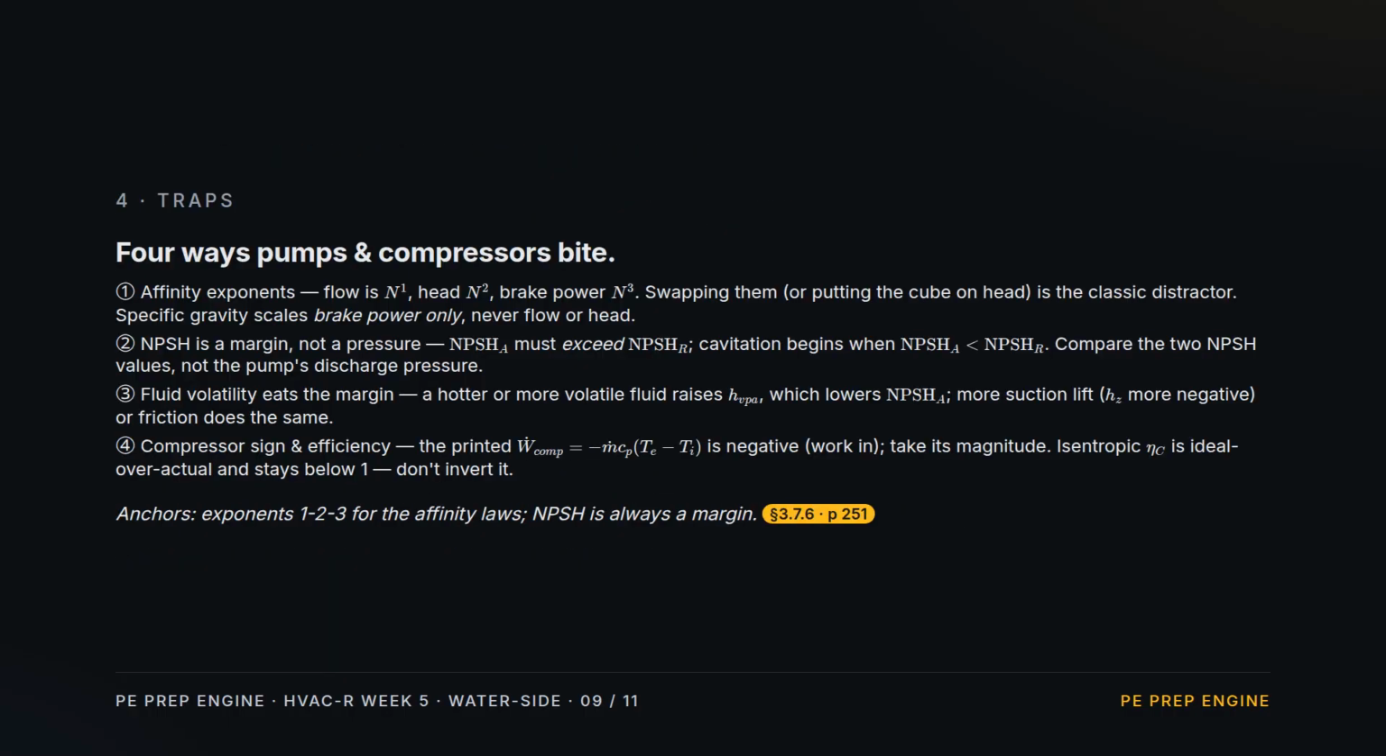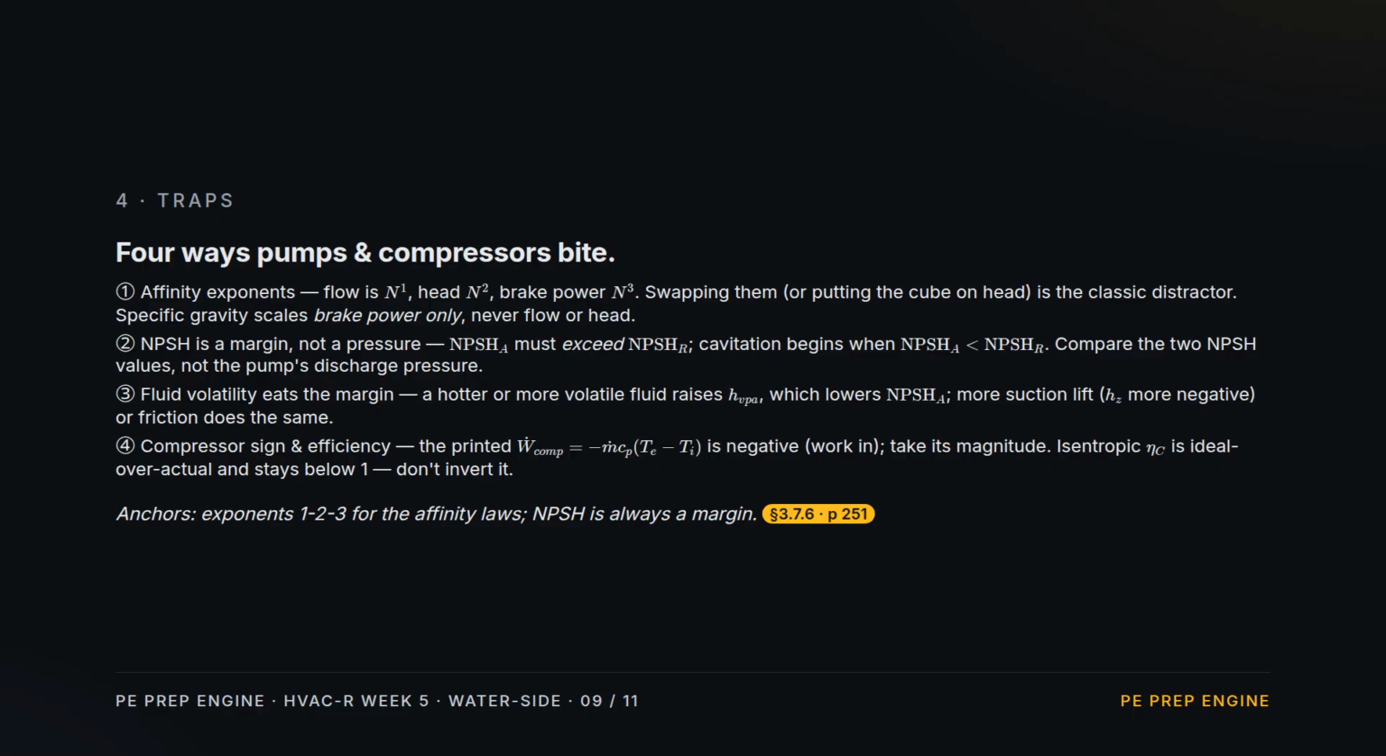Traps. 1. The affinity exponents, flow first power, head square, power cube. Swapping them is the classic miss, and specific gravity scales power only. 2. Net positive suction head is a margin. Available must exceed required. Compare the two, not the discharge pressure. 3. A hotter or more volatile fluid raises the vapor pressure head and eats the margin, and so does more lift or friction. 4. The printed compressor work is negative, so take its magnitude, and isentropic efficiency is ideal over actual.